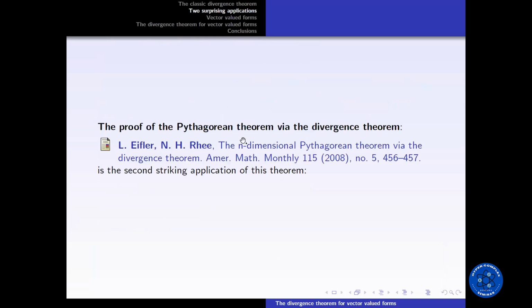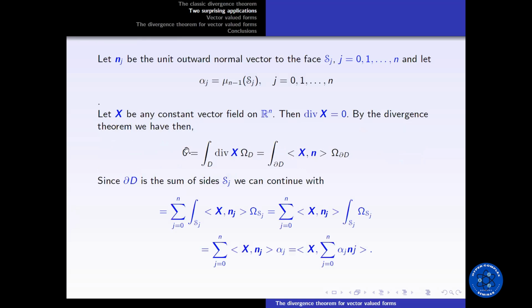The proof of the Pythagorean theorem via the divergence theorem. I found this proof in this beautiful, very short paper from 2001. It's so nice that I decided to present the proof. Denote by alpha j the measure of the side Sj. Take any constant vector field on R^n, then of course the divergence of such a field is 0.